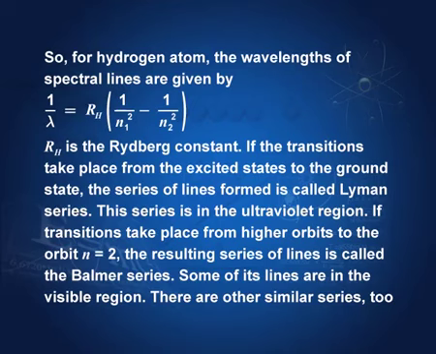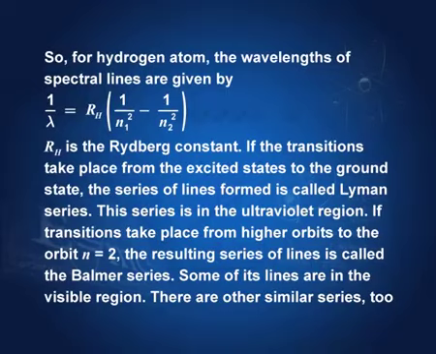If transition takes place from higher orbits to the orbit n equal to 2, the resulting series is known as Balmer series, and this is in the visible region. There are other similar series too.